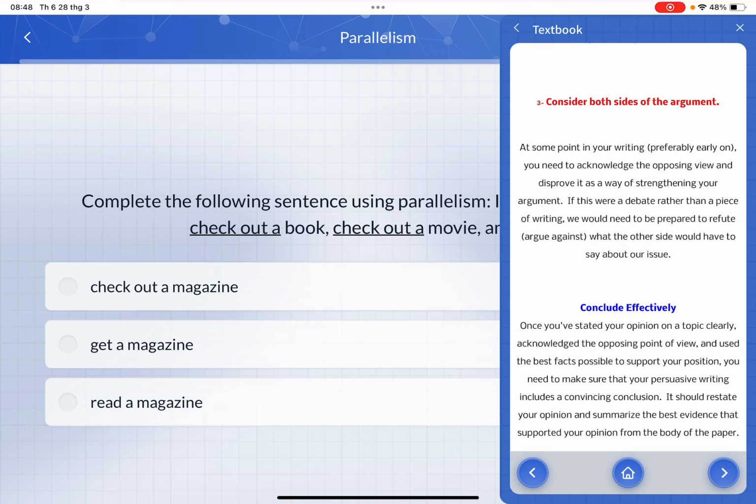And of course, once you've stated your opinion on a topic clearly, acknowledge the opposing point of view, and use the best facts possible to support your position. You need to make sure that your persuasive writing includes a convincing conclusion, and it should restate your opinion and summarize the best evidence that supported your opinion from the body of the paper.